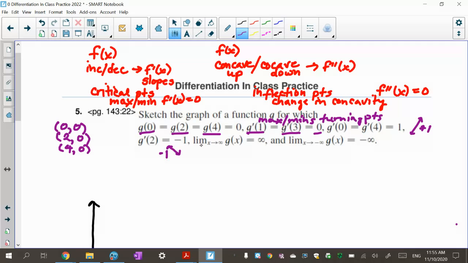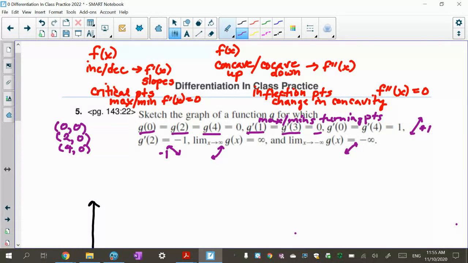And then they told us the limit as x approaches infinity. So as I go to the right of this function, it approaches infinity. So basically they're telling you your right tail is going to go up. And here it says the limit as x goes to negative infinity of this function, meaning if I go to the left, my tail is going to go down.